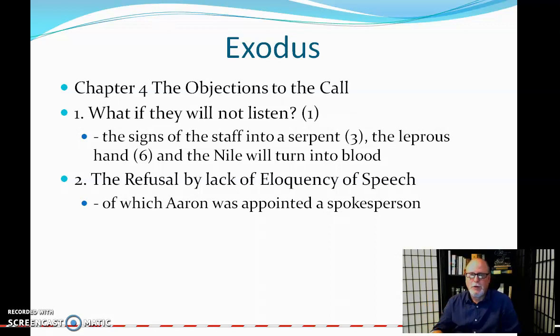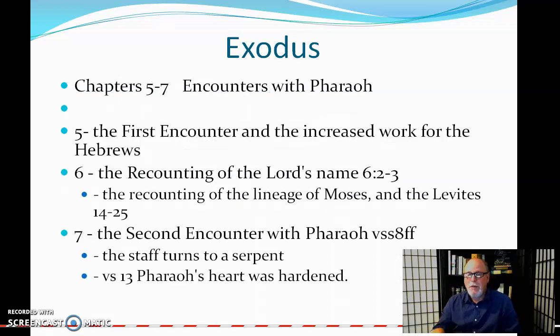So Moses does what we typically do. Says, I don't think this is going to work, Lord. What if they won't listen? I can't speak very well. And the Lord, of course, overturns those objections. And Moses does respond and is obedient. Chapters 5 through 7 are the encounters with Pharaoh. There are 2 encounters listed in these chapters. The first one does not go well for the children of Israel. They have increased work. And then in the second encounter in chapter 7, this is where the staff turns to a serpent. And Pharaoh's heart is hardened.